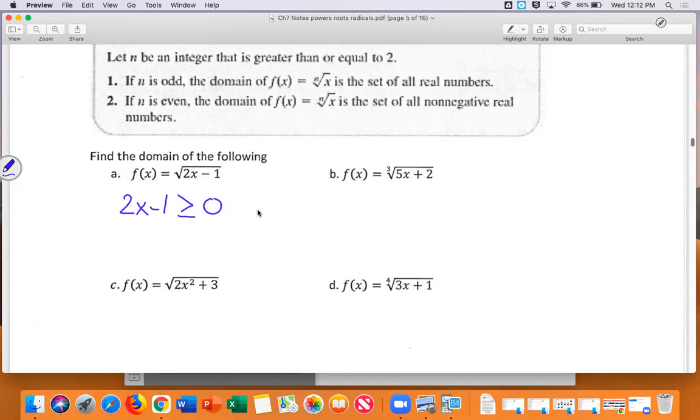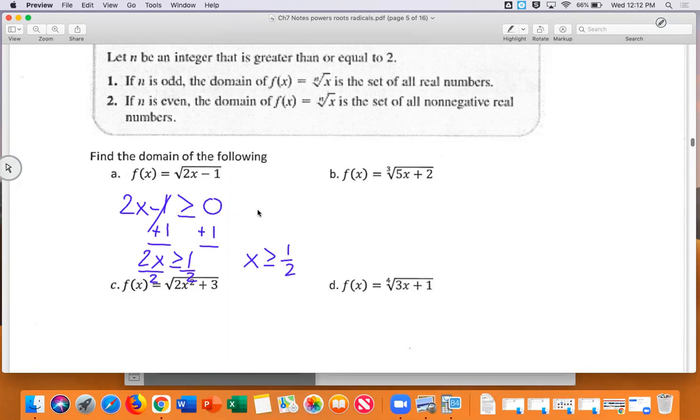So we have 2x minus 1 is greater than or equal to 0. So here, I'm going to go ahead and add 1 to both sides. And that's going to give me 2x is greater than or equal to 1. And then I divide by 2. And I have x is greater than or equal to 1/2.